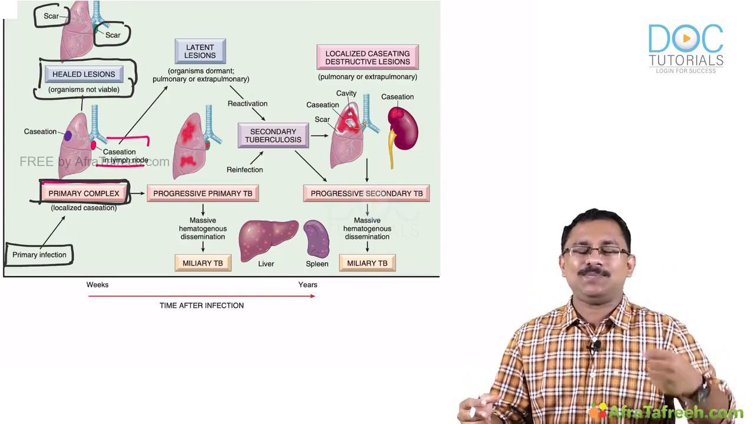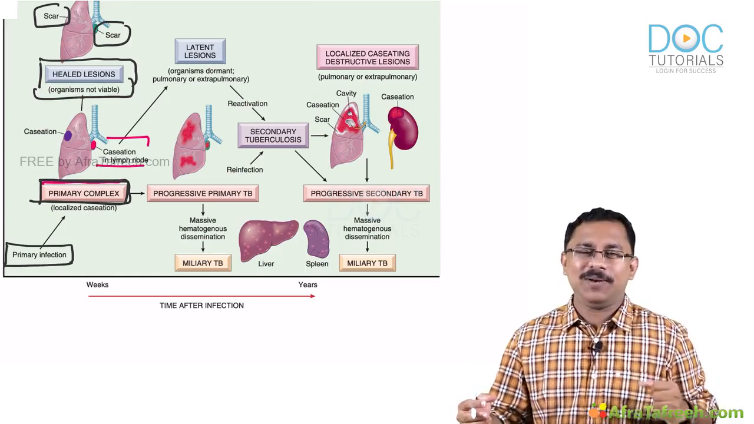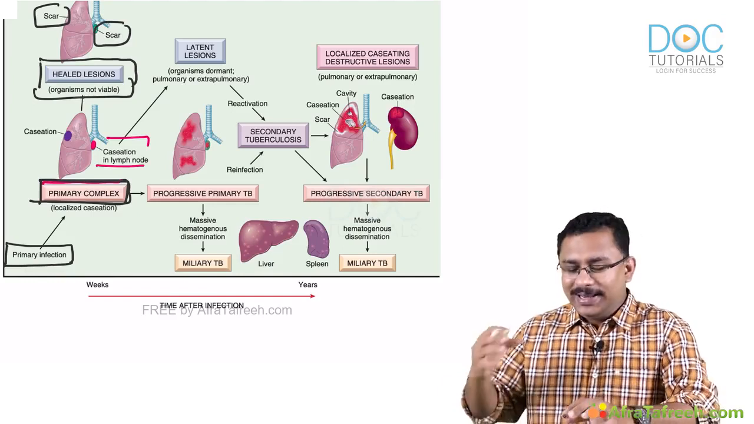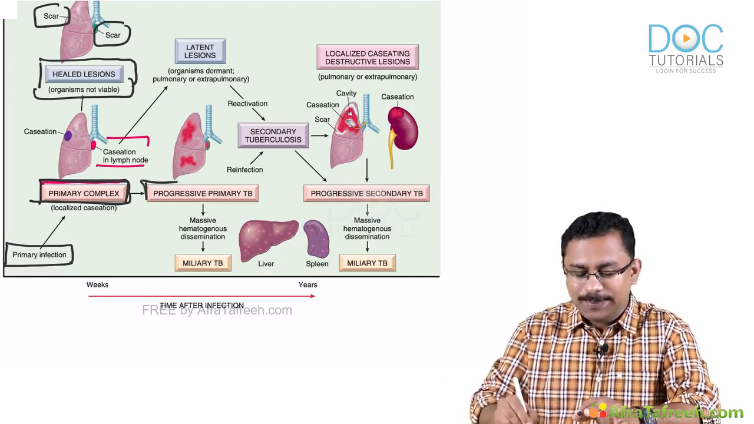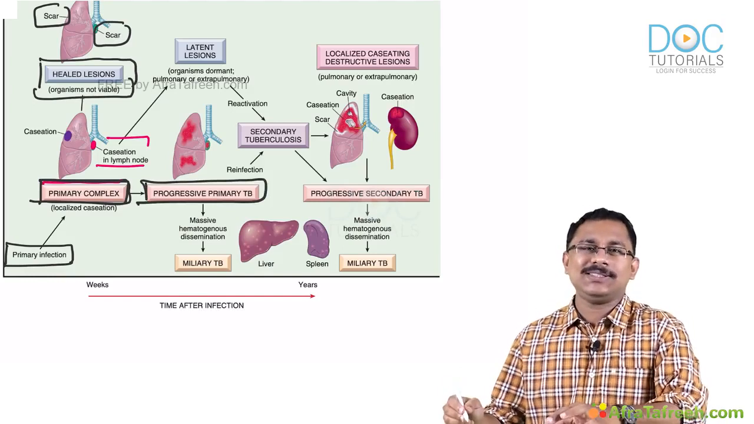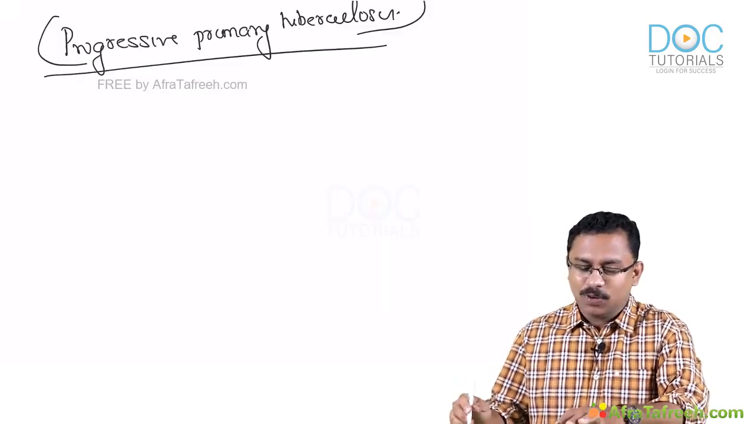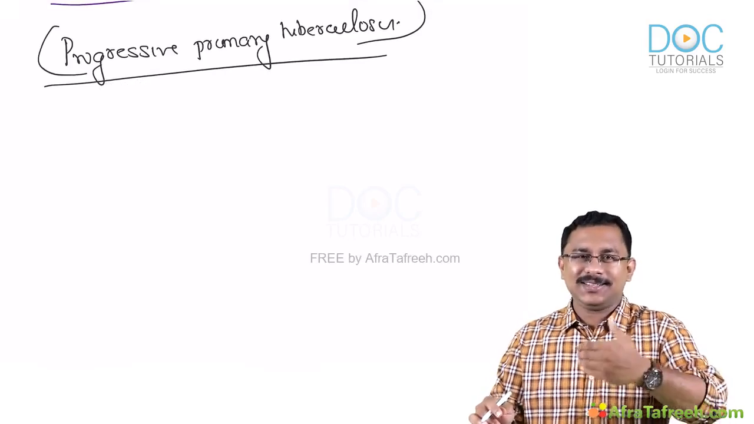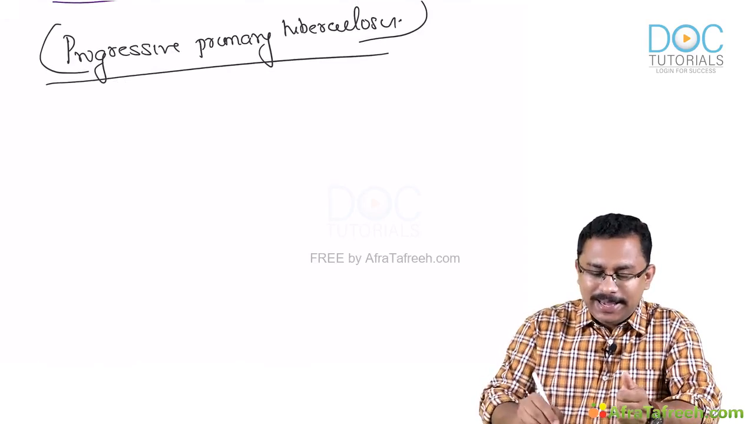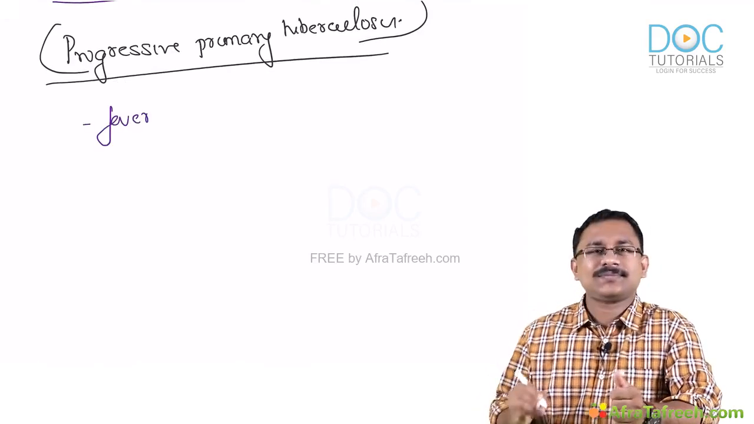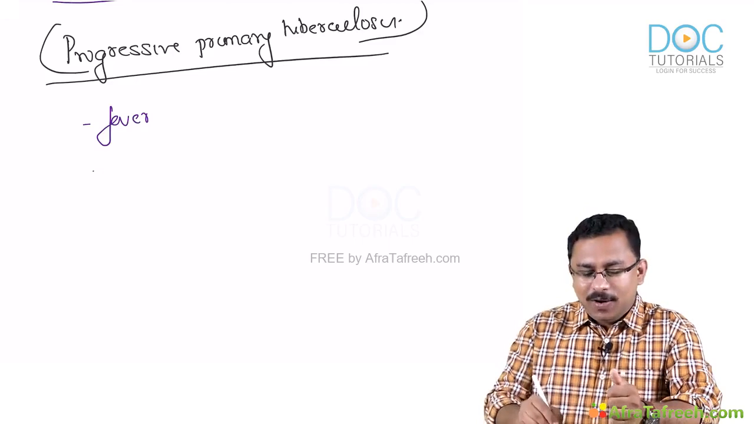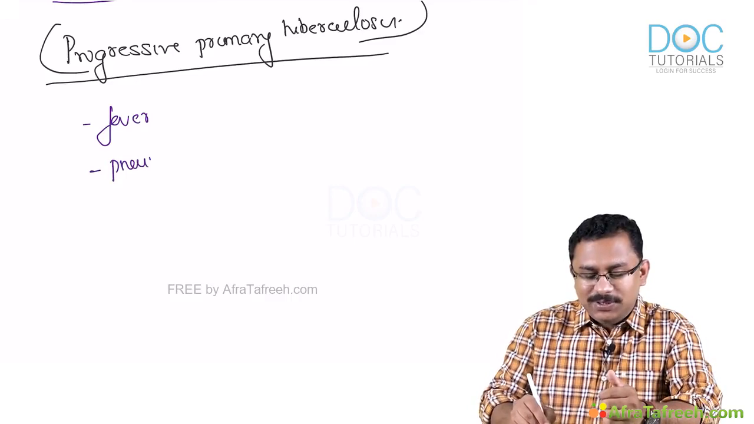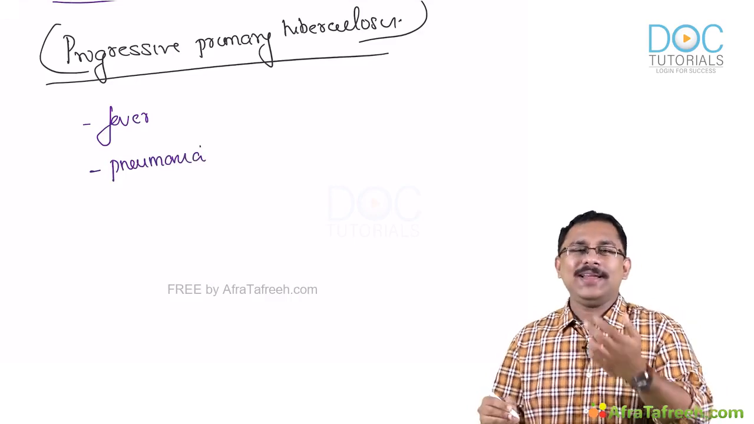Progressive primary tuberculosis means, you see in the picture here, the body was somehow not able to mount an immune response and contain the Ghon complex, because of which the disease has progressed. Now when the disease progresses, the individual may have certain features. Yes, he may have a fever. He may also have other features. He may have a pneumonia that develops, that is a tuberculous pneumonia.